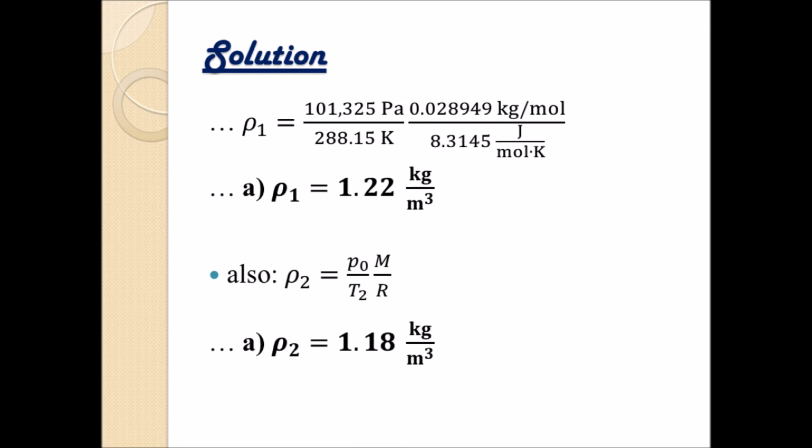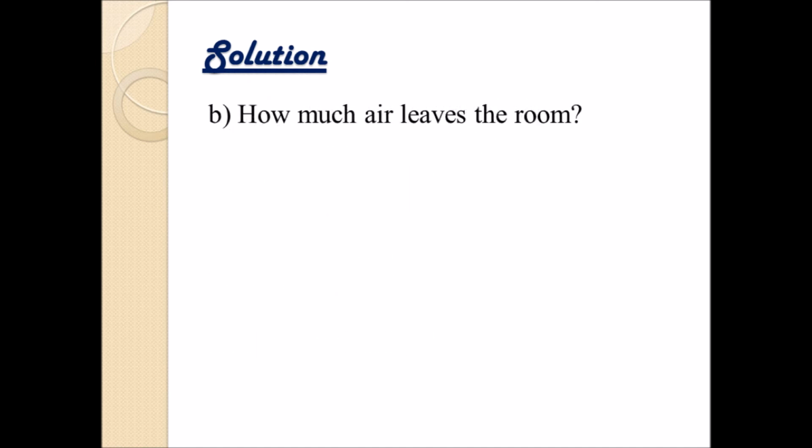And we see indeed that heating up the room under a constant pressure reduces the density of our air. So this reduction in density leads us right away to our second question, which was how much air leaves the room? Because if we have reduced the density, apparently some air must have left the room. So we are looking for delta M.